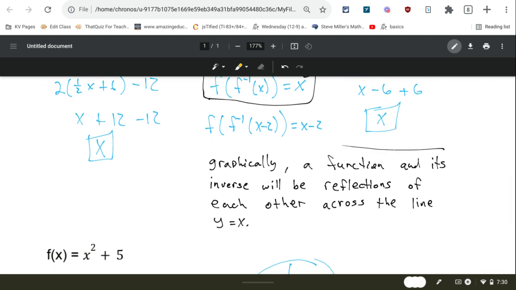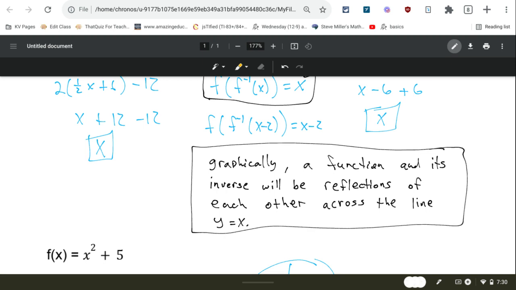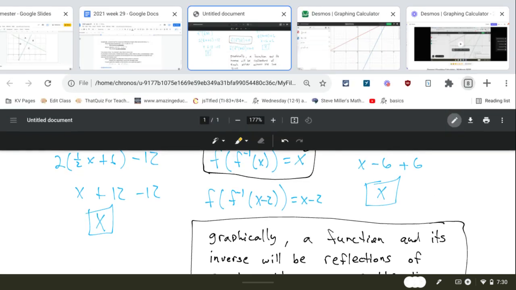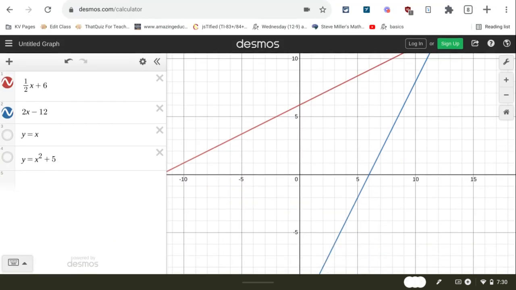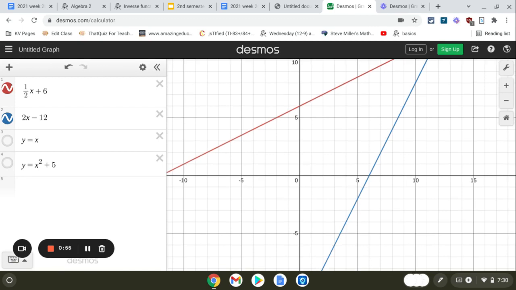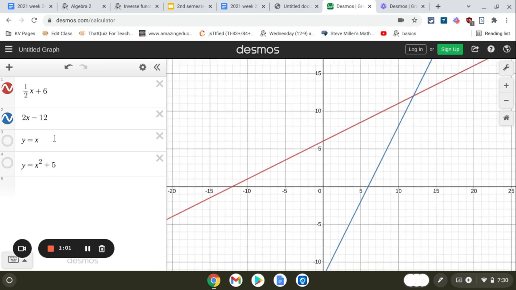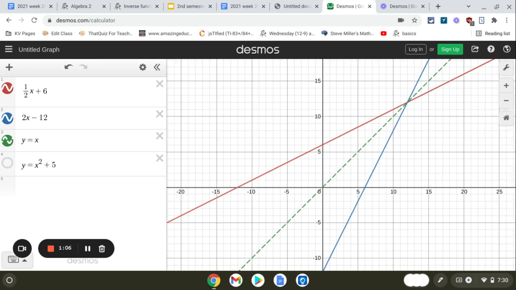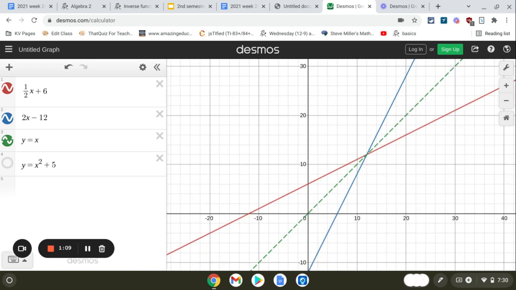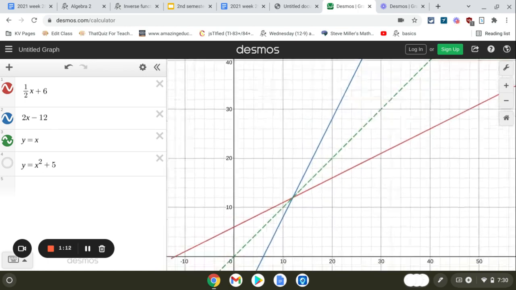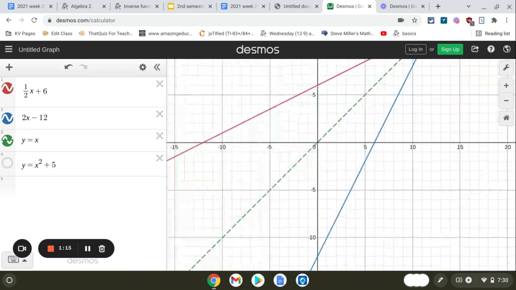Graphically, when you look at two functions that are inverses of each other, there's going to be a reflection across the line y equals x. You're going to see a nice reflection that happens. So we looked at last time the 1/2 x plus 6 and the 2x minus 12, and we said, yeah, those are inverses of each other. So you see the graphs of them here. If I go ahead and graph y equals x on the same plane, hopefully you see this nice little mirror image that's going on. They're a reflection of each other across the line y equals x.